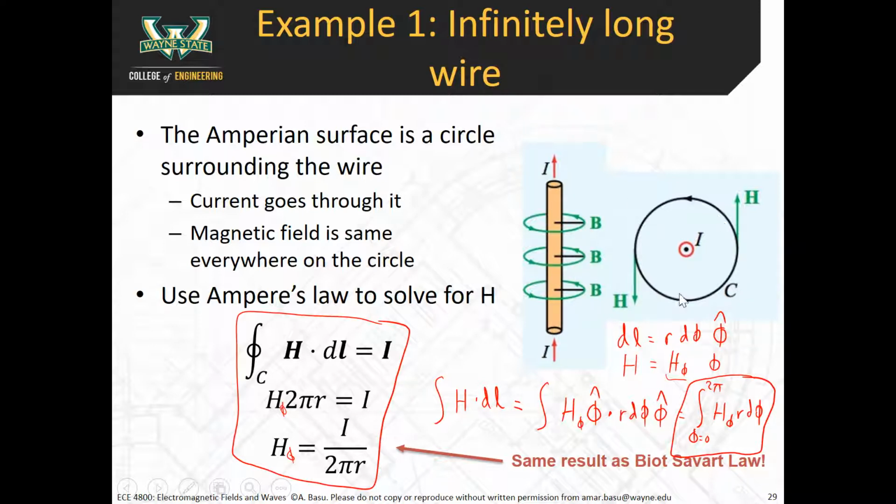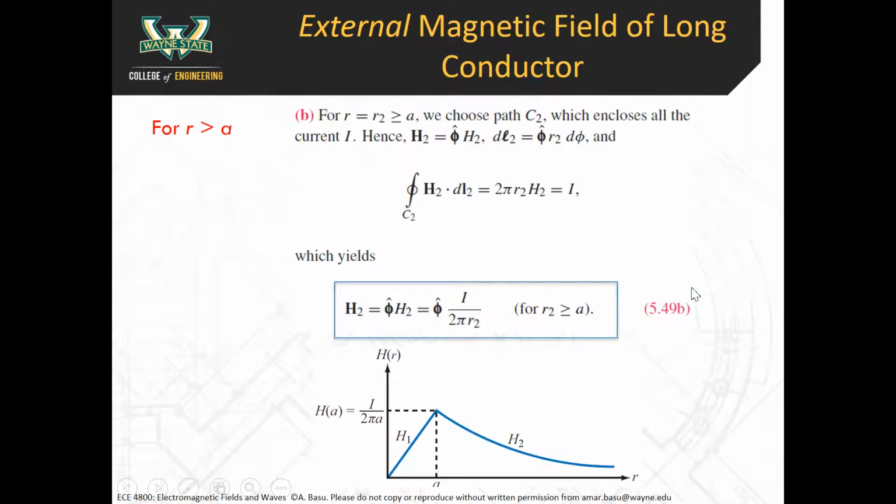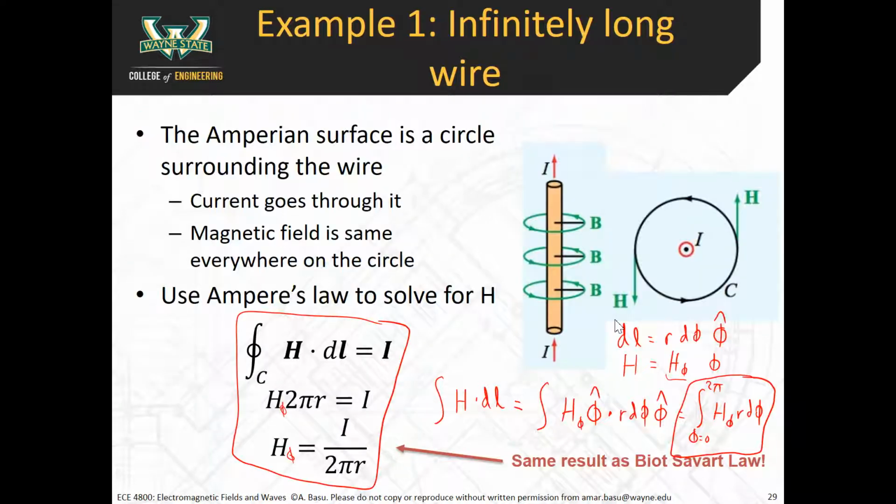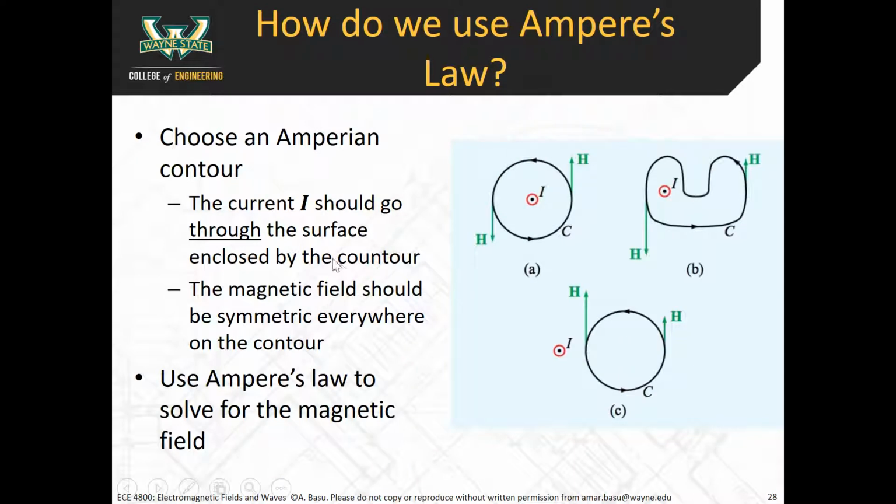Now, in the case of a toroid, here's what you do. The Amperian contour that you draw is a circle that goes right through the donut here. Okay? That's the strategy. Why do you choose this circle as your Amperian contour? It meets the criteria. Does the current go through the surface of the contour? Yes. And this is what it'll look like.